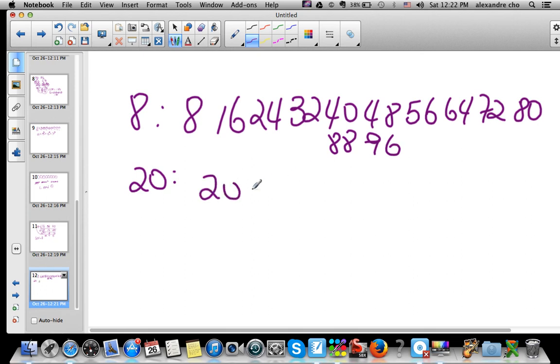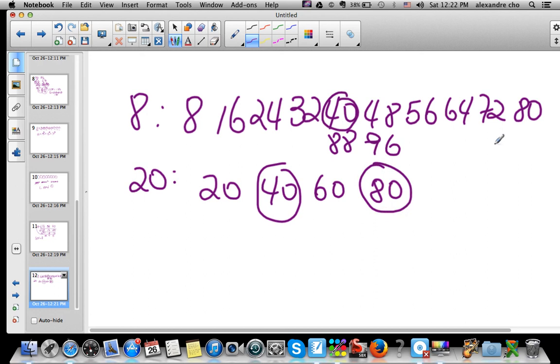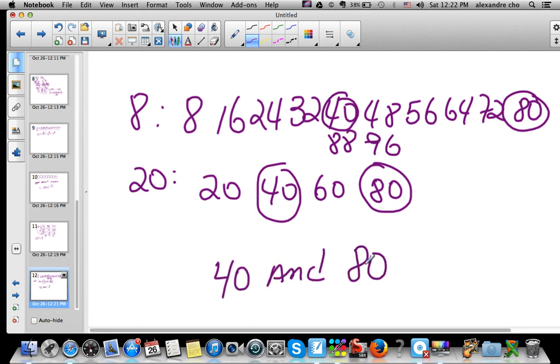20, 40, 60, 80. I'm not going to write 100 because we want multiples that are less than 100. So what do they share? They share 40, and they also share 80. So the multiples they share that are less than 100 are 40 and 80.